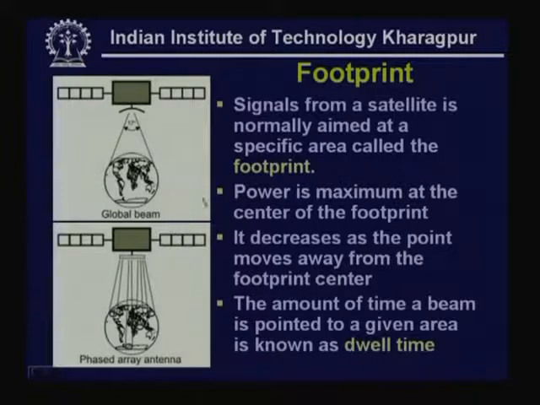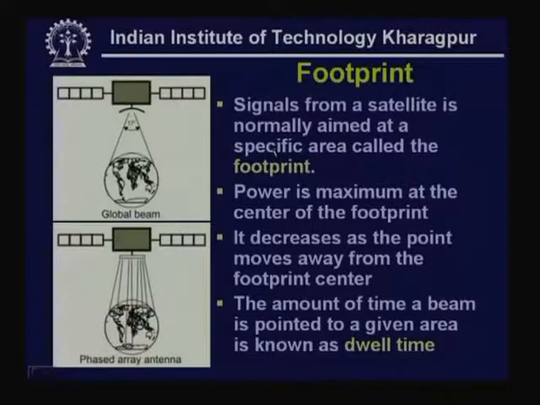Nowadays different types of antennas are used in satellites, and these are all electronically controlled. For example, if a phased array antenna is used, then the footprint can be dynamically changed. It can be small, it can be large, it can be controlled. For example, here the footprints are small, as is visible here, this part and this part. Another possibility is that on a particular spot the beam can be focused for some duration, which is known as the dwell time.